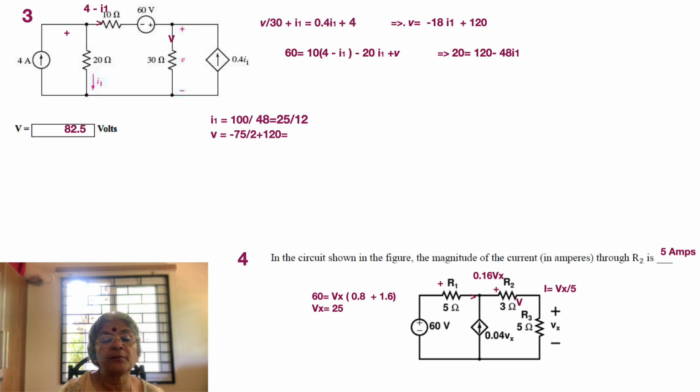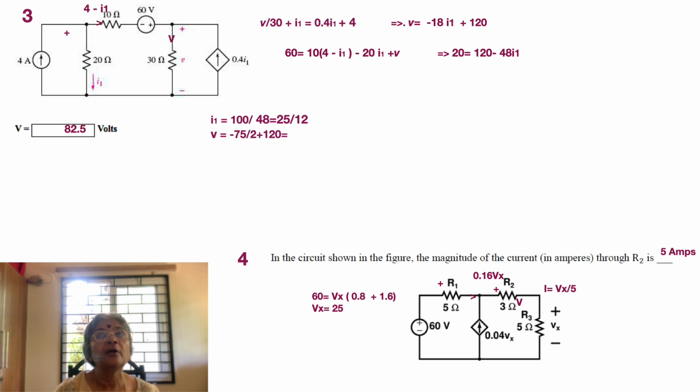Okay, so now we can set V to one side and place the other things all on the other side. So now 0.4 I1 minus I1 is equal to 0.6 I1, and then we also have plus 4 on the right hand side, and then multiply everything by 30. So we see that V, which we are supposed to find out, is equal to minus 18 I1 plus 120. Okay, so that's one part of it. Now we have a relation between V and I1.